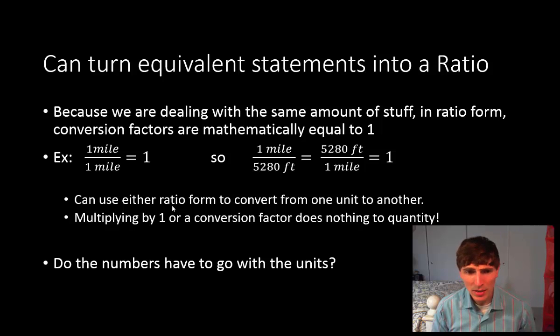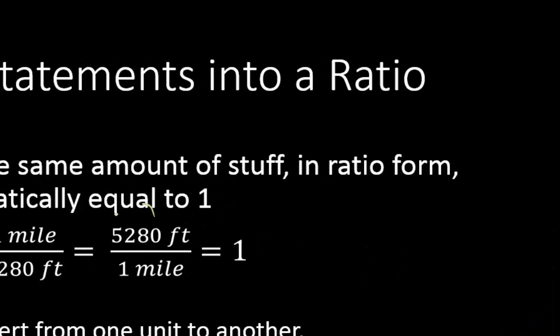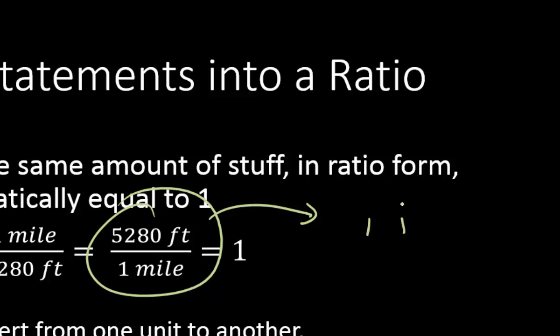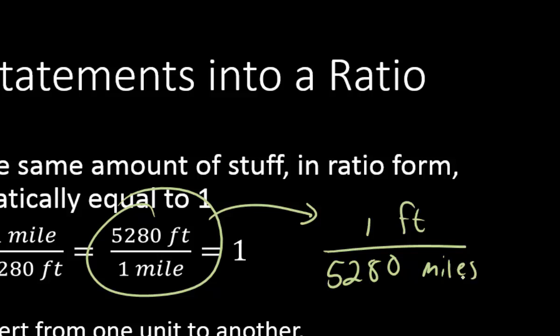Before I leave this, I want to ask a question. Do the numbers have to go with the units? So when I look at something like this, 5,280 feet, is it okay if I write that 1 foot is equal to 5,280 miles? Is that appropriate? If I look at that ratio and I realize that it doesn't make sense, then I cannot write it that way. So I would ask myself, in 5,280 miles, which is a really big unit, is there only 1 foot, which is a really small unit? And you should be shaking your head, well, no, that doesn't make sense at all. So this we cannot do.